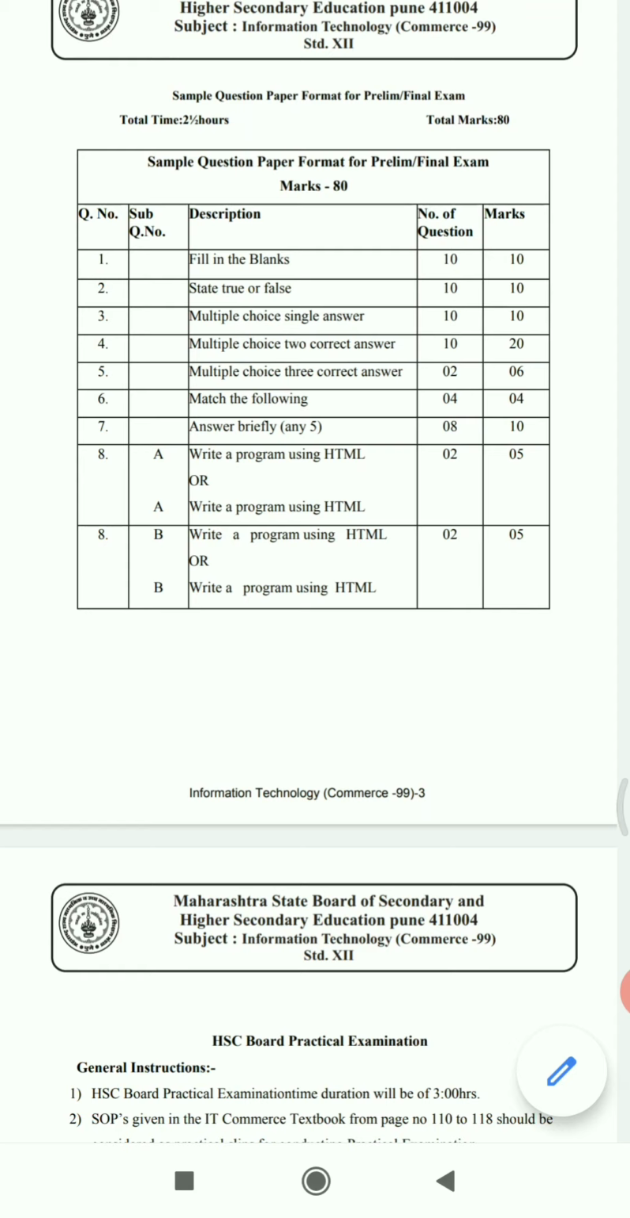Match the following is 4 questions with 4 marks, and answer in brief. In answer in brief, you have to solve any 5 out of 8 questions, at 2 marks each, so you get 10 marks. Then there is a coding section where you get 2 HTML programs. Out of that you have to solve only one, for 5 marks. So this is your final exam pattern.